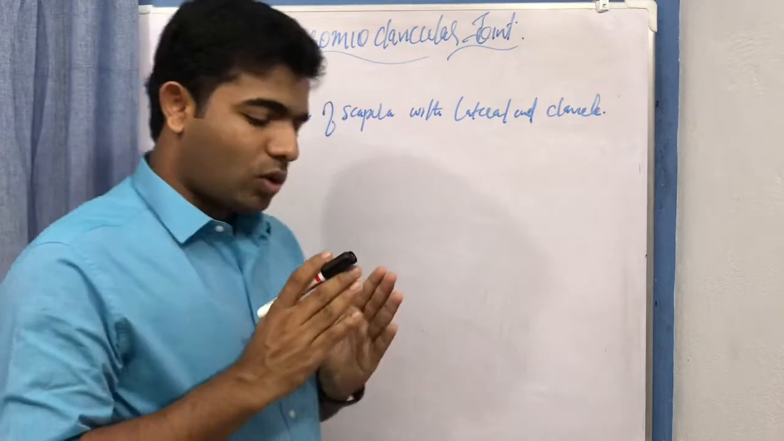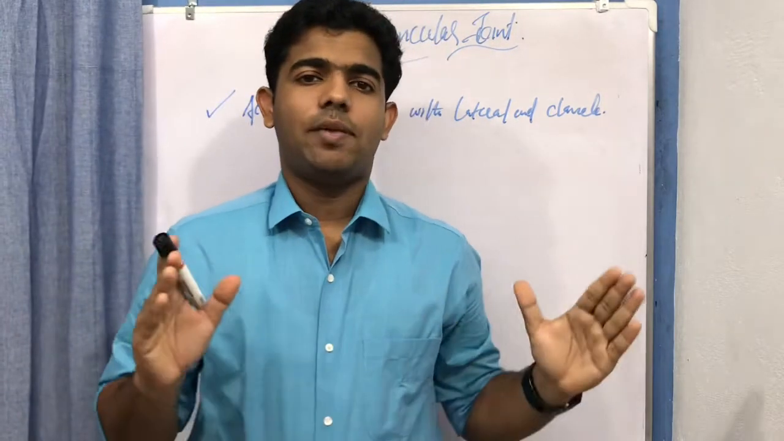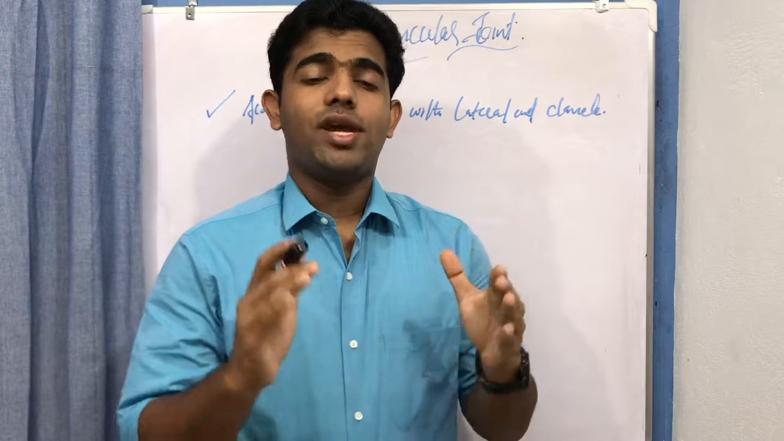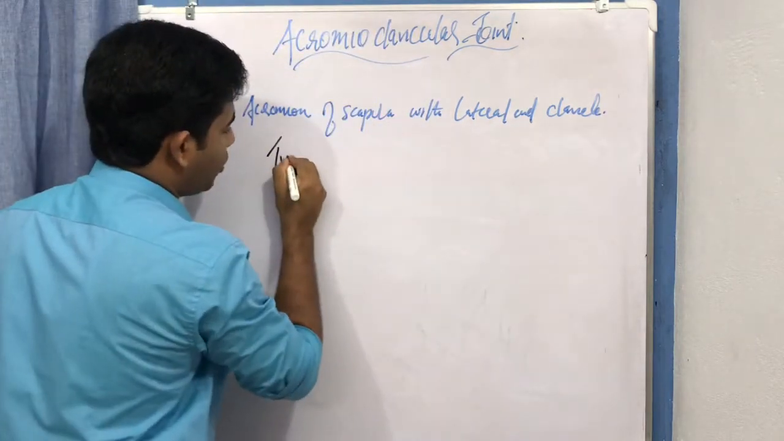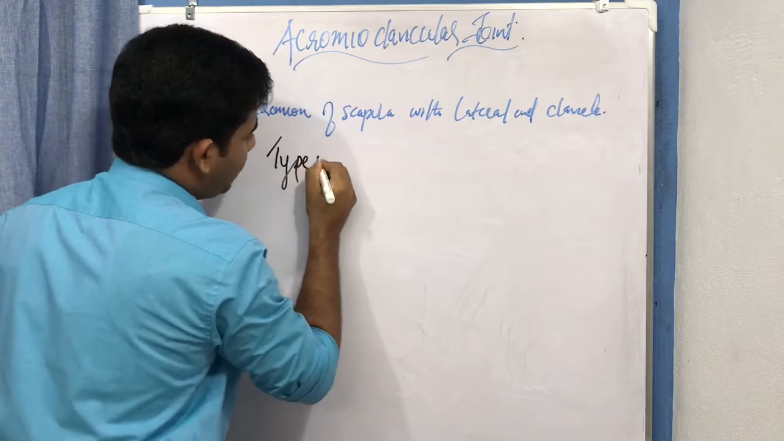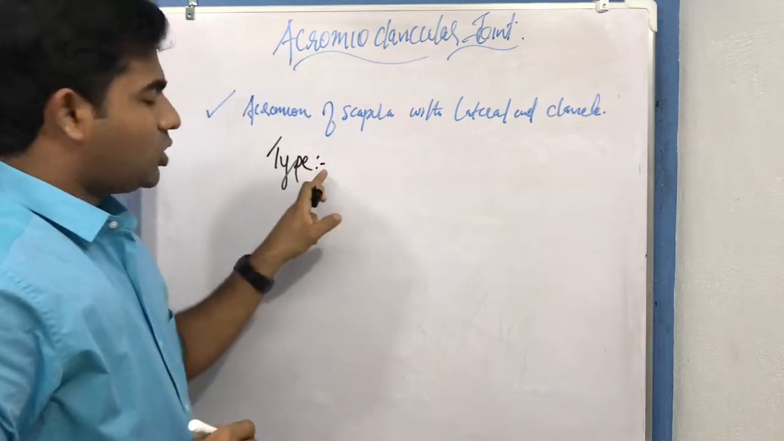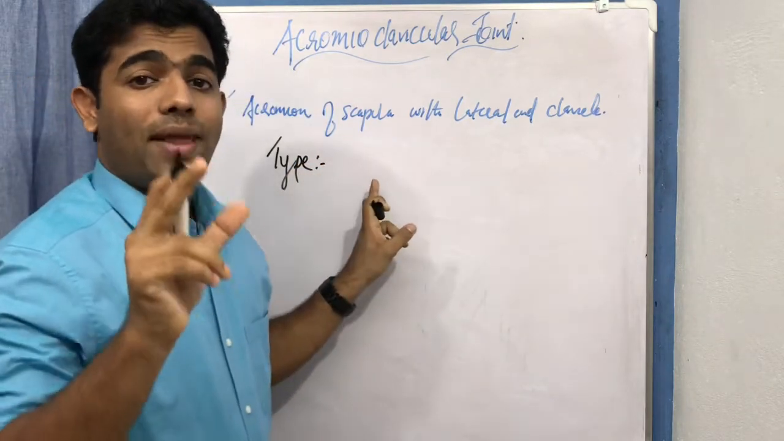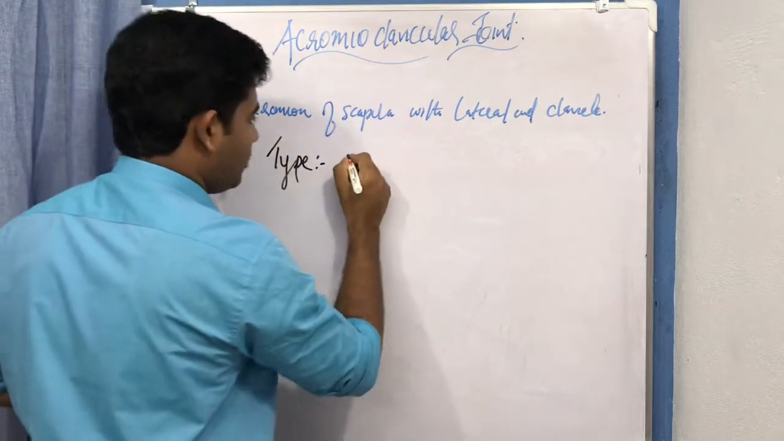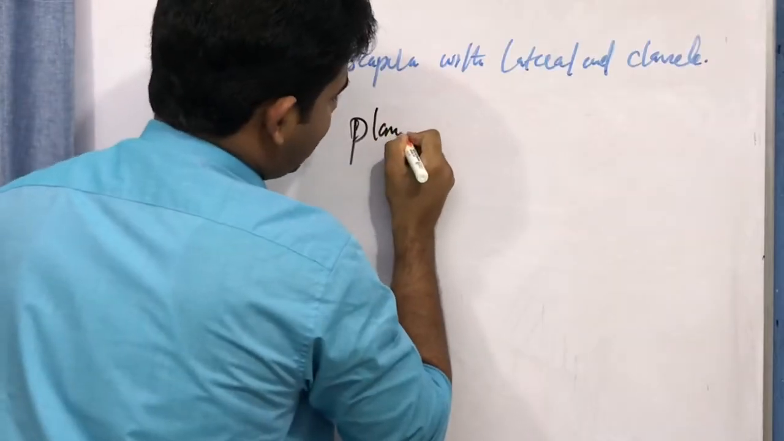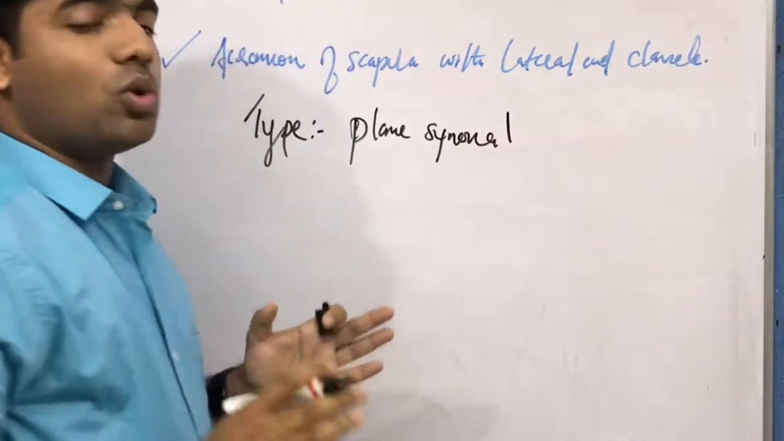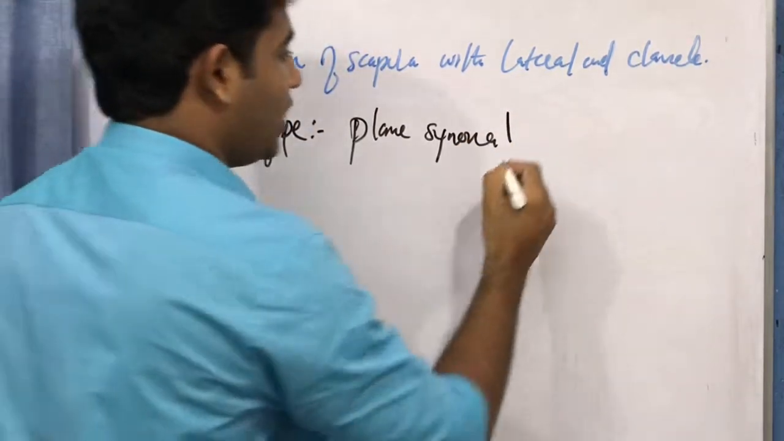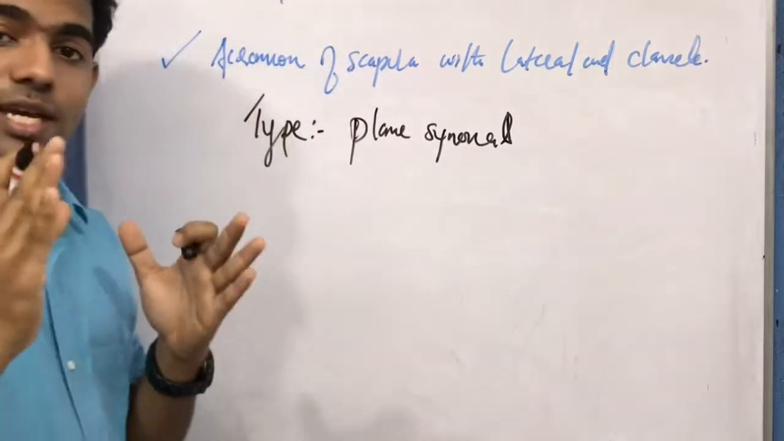I told you we have a strategy of examining the joint. We study joints under a few headings. One is what type of joint it is. If you learn it in this way, it is very simple. This joint is also a plain synovial joint. Now you can correlate: the sternoclavicular joint was also a plain synovial joint.